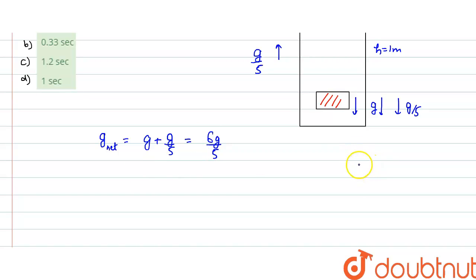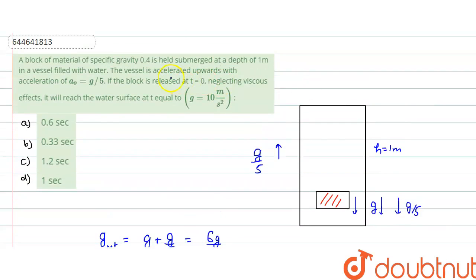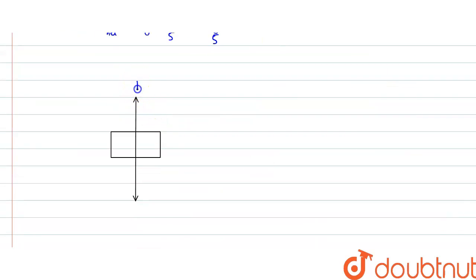Okay, now let us draw the free body diagram of our block. What are the various forces which would be acting? There would be a weight acting downward, and there would be a buoyant force acting upward, pushing it upward, and it would be rising. Why? Because the specific gravity is given as 0.4. So this is the buoyant force FB, and this is the weight.